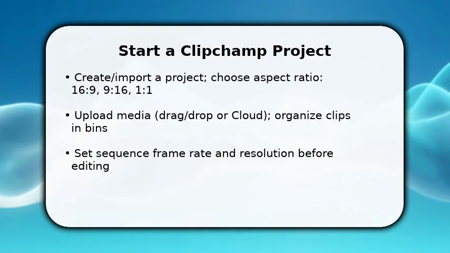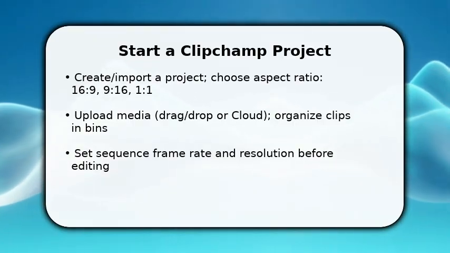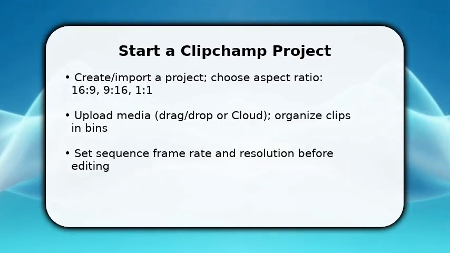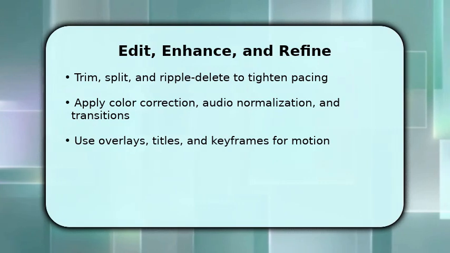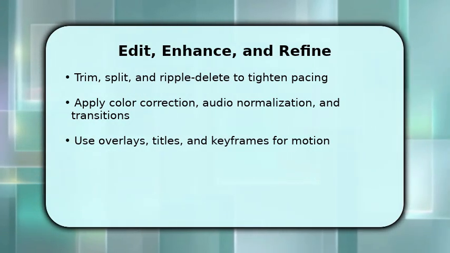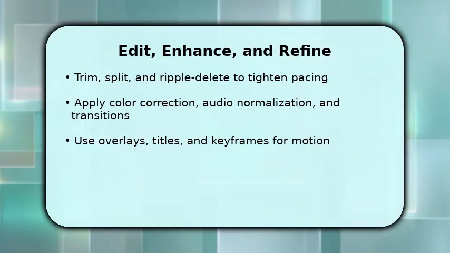issues. Now place rough clips on the timeline in the order of your story. This first pass is about structure, not polish. You refine the timeline by trimming and splitting clips, then use ripple delete to keep the flow tight. This is where pacing is created.